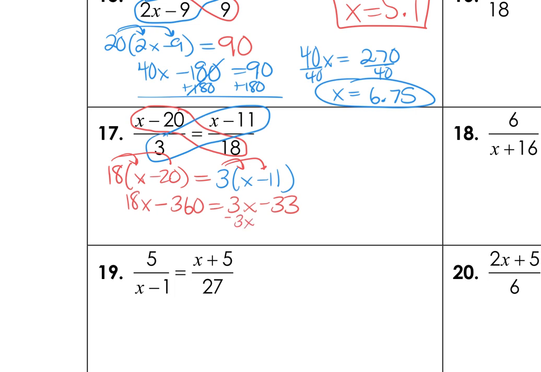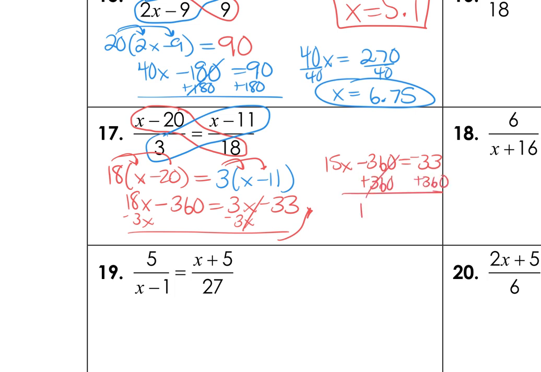I'm gonna move my 3x, taking that baby to the mama. I'm gonna move stuff up here now. So I got 15x minus 360 equals negative 33. We'll add 360 to both sides, and I get 15x equals 327. And finally, when we divide by 15, I'm gonna get x equals 21.8.